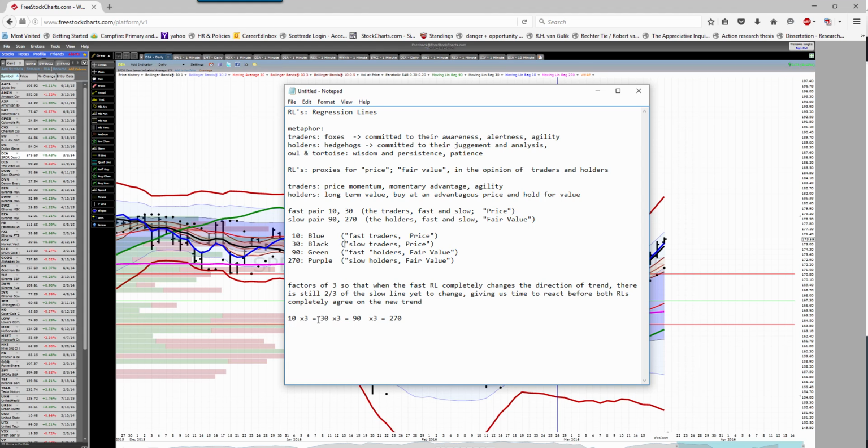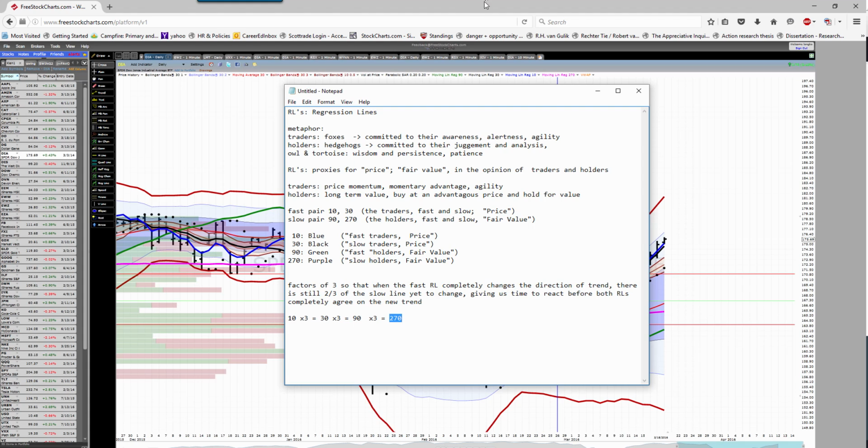So the 10 period times 3 gets us to 30. The 30 period times 3 gets us to 90. The 90 times 3 gets us to 270. And this creates that fractal framework as a function of threes. And so we look at the extremes. We look at the differences between the 10, the fast, and the 270, the slow. When there is a large difference of opinion between the fast traders and the slow holders, the conditions are created for a trending move to resolve that tension.